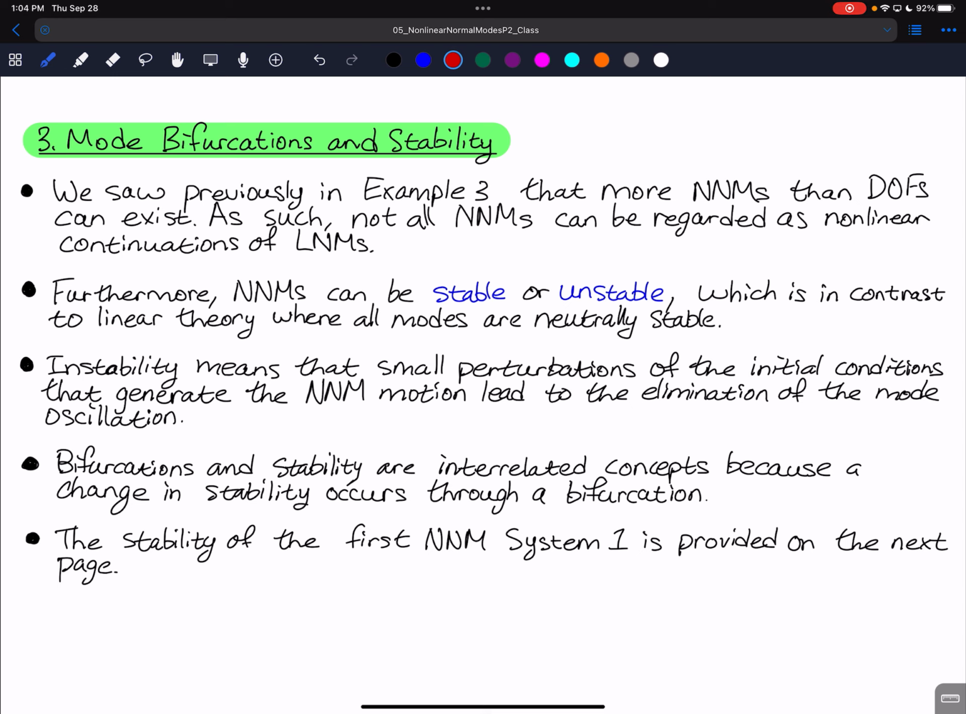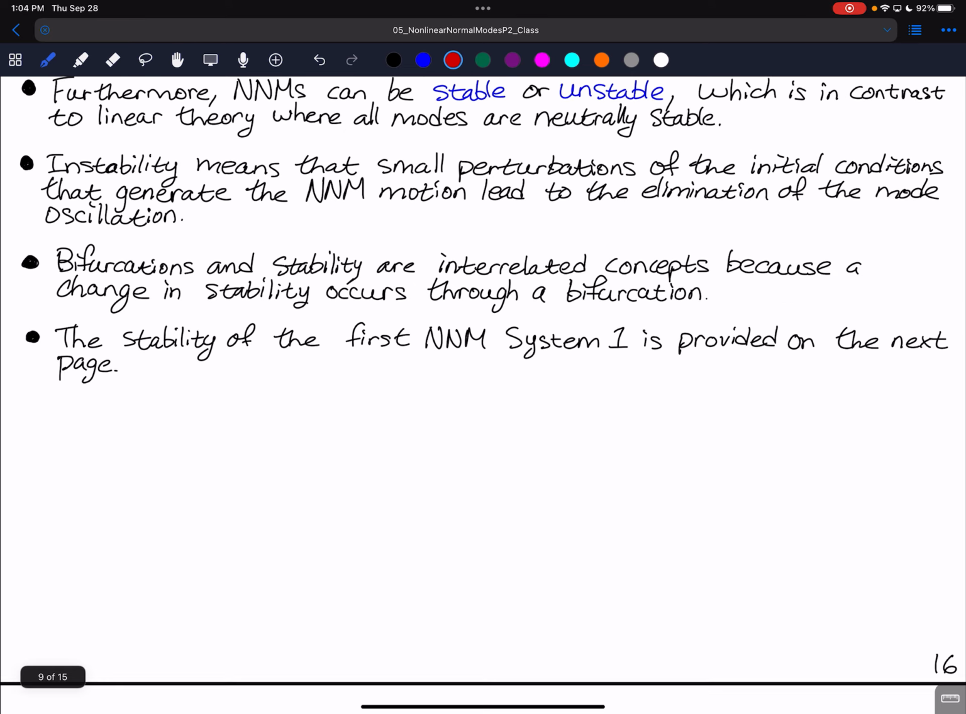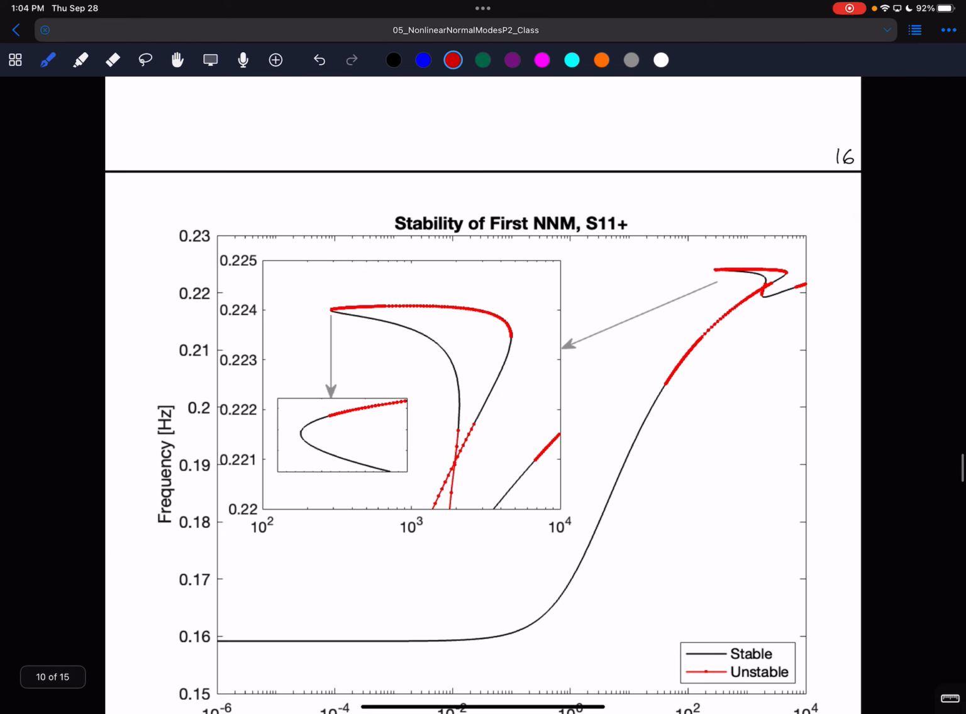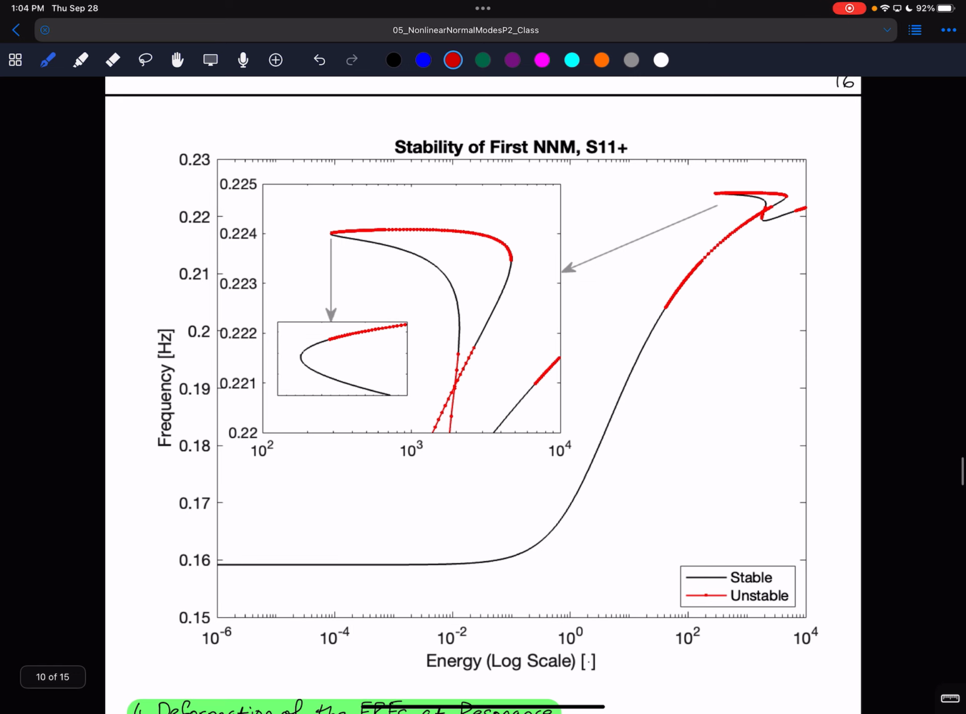We can take a look at the stability of the first NNM for that system we've been studying throughout this lecture on the next page. Here I've gone ahead and plotted what portions of the solution are unstable and which portions are stable. This is done using that numerical continuation tool, and they use a method known as Floquet analysis to compute the stability of these solutions. In this class, we are not going to cover Floquet theory, but all you really need to know is that you can use it to compute regions of stability.